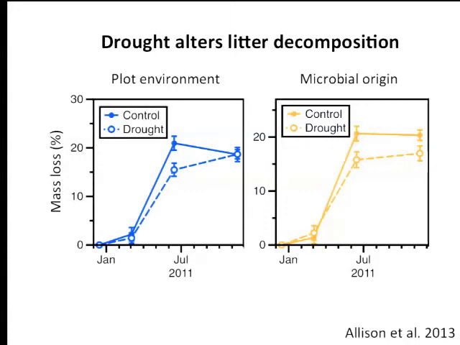So that was exciting to us because we think that really shows that these communities are not functionally redundant. And not only are they not functionally redundant, but they're having a signal that's similar to the signal we're seeing of being in a drought plot.